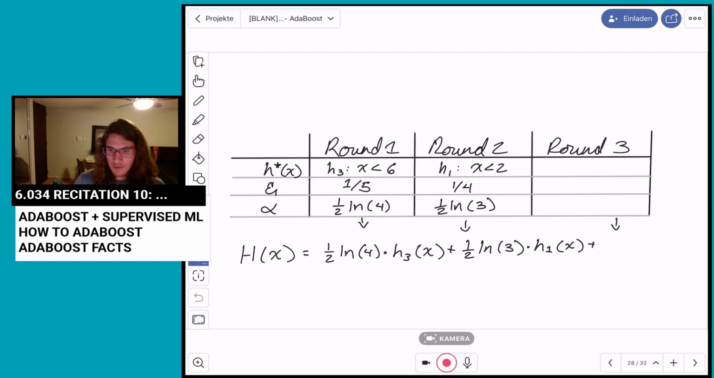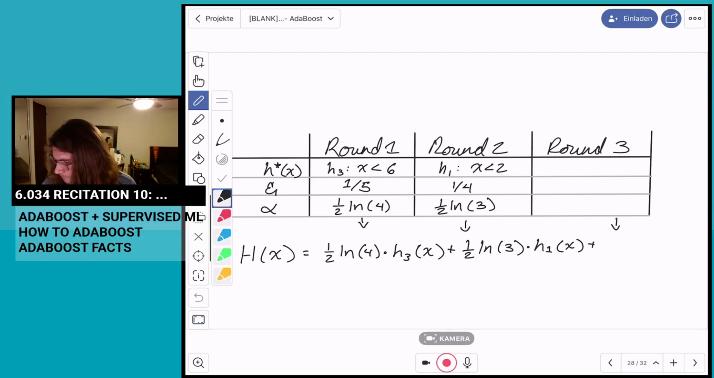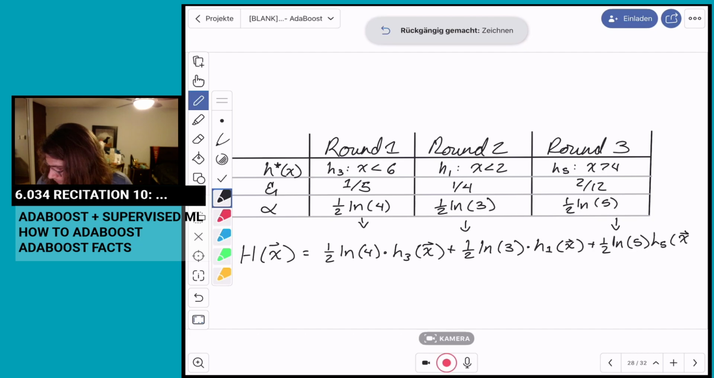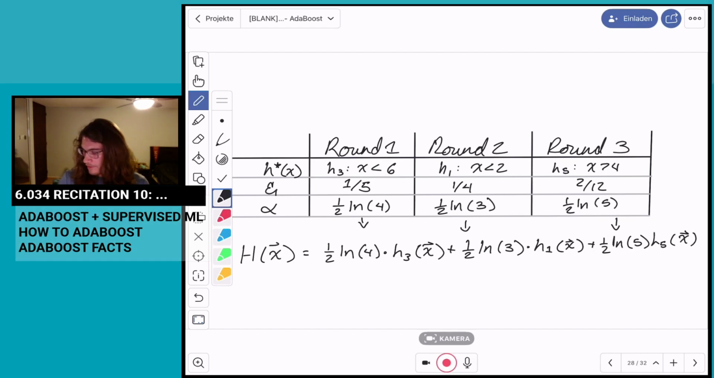So I have my classifier H5. X is greater than 4. The error rate was 2/12. And then the voting power is going to end up being 1/2 the natural log of 5. I should say this is alpha star. H5 of X. And now the question is, are we done?